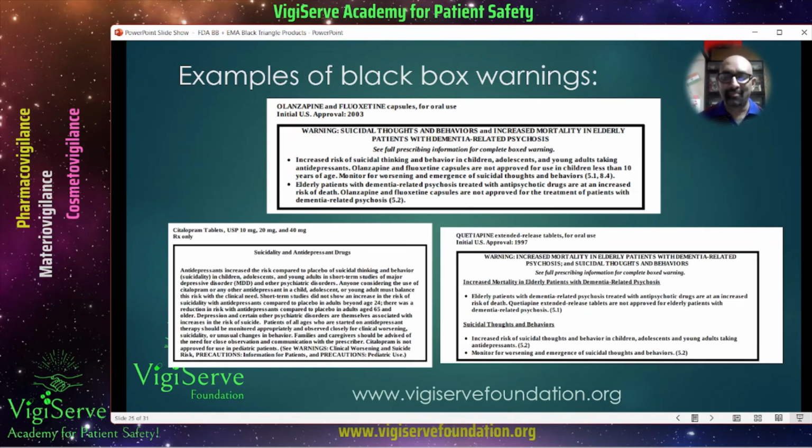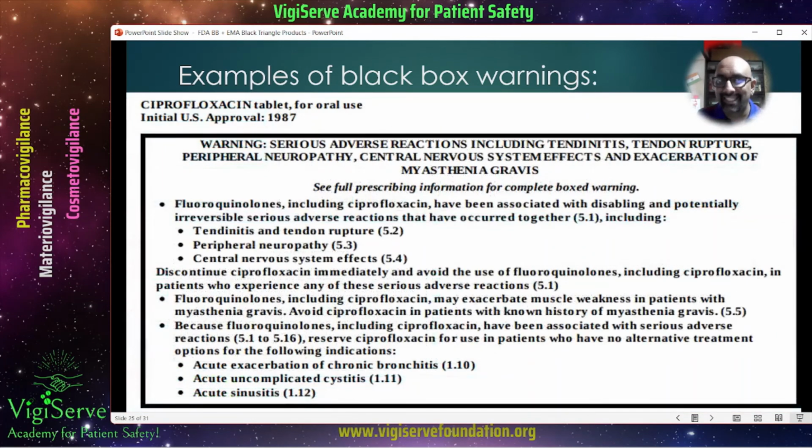So that's the way. Now, these medicines are all related to psychiatry. How about antibiotics? What do you think? Would they have a black box warning? The answer is yes. This is an example of ciprofloxacin, right? A very commonly used antimicrobial, right?